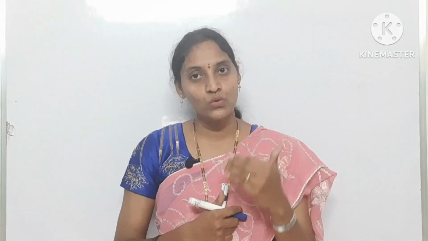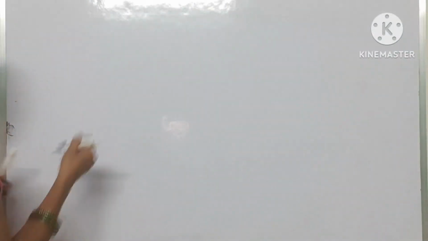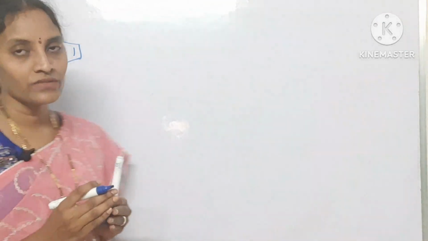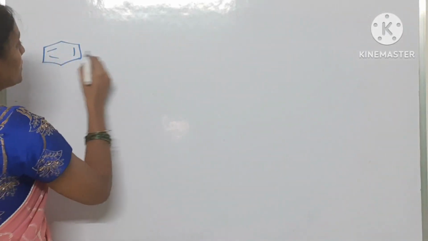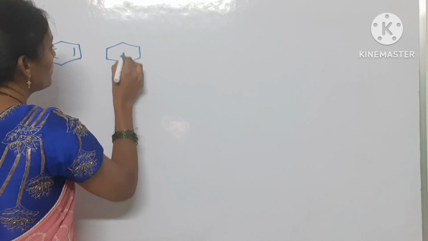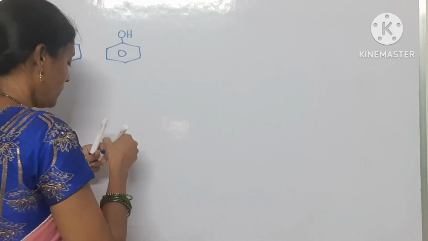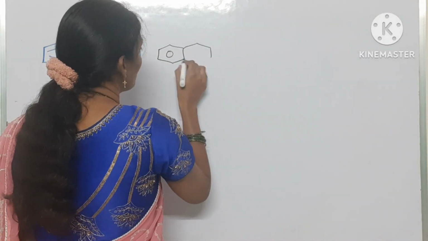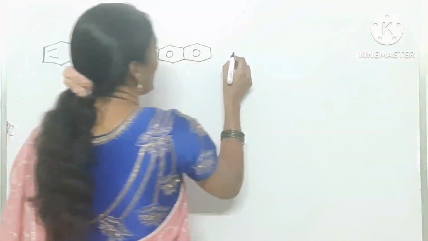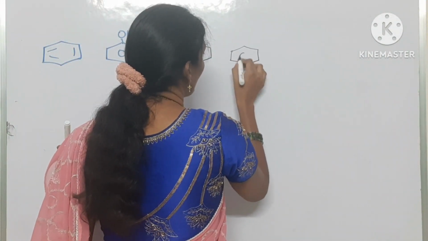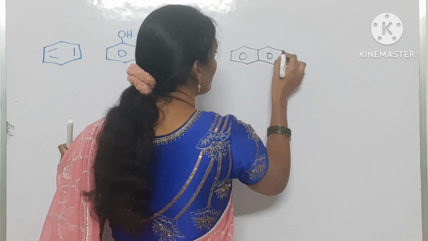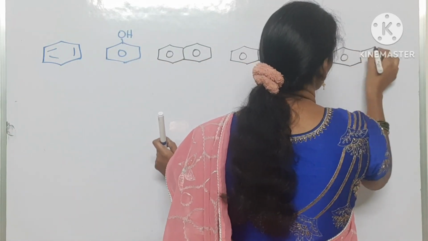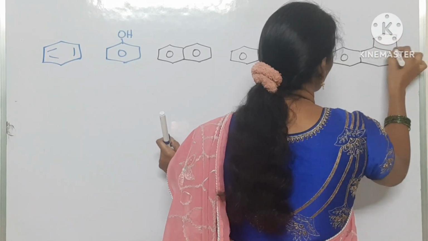Coming to a few aromatic hydrocarbons. See, benzene is the parent aromatic hydrocarbon for most of the aromatic hydrocarbons, okay? This is benzene. You can see this is phenol, OH. See, this is naphthalene. Just now we have discussed it. And you can see anthracene. And one more thing, phenanthrene, this one is the phenanthrene, okay?